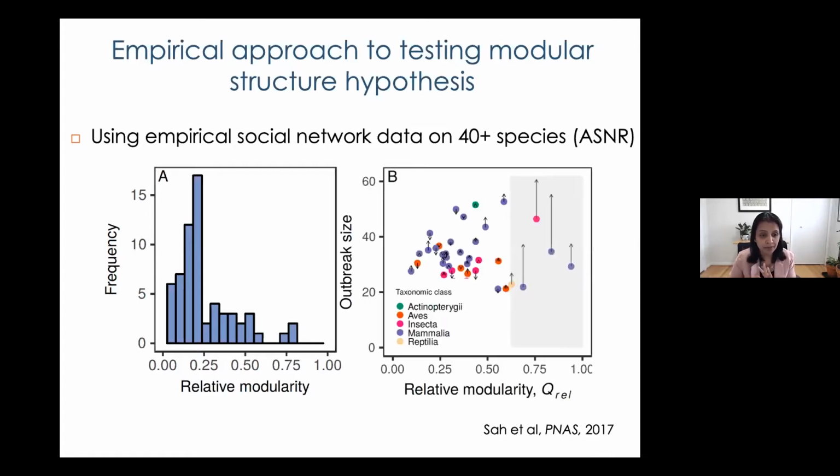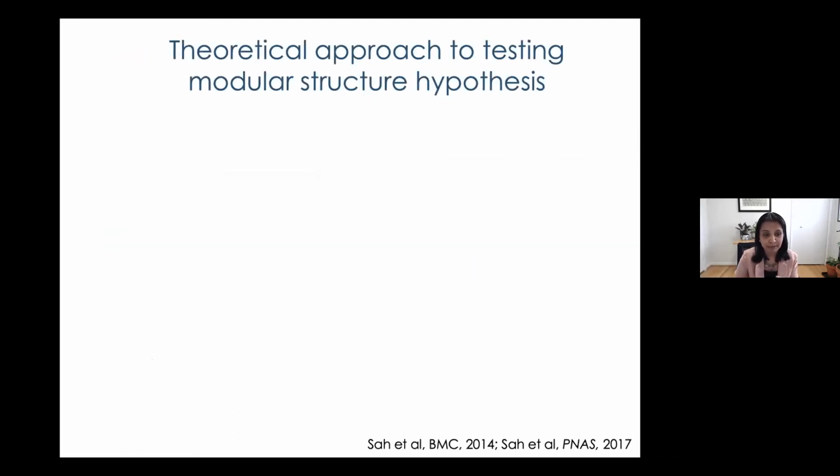Then if we look at just simulating outbreaks in these networks, we find that really the outbreak sizes in these populations are exactly where we would expect if we didn't take the modular network structure into account, and really only the differences come in for the very modular networks, the networks with relative modularity of 0.6 or higher.